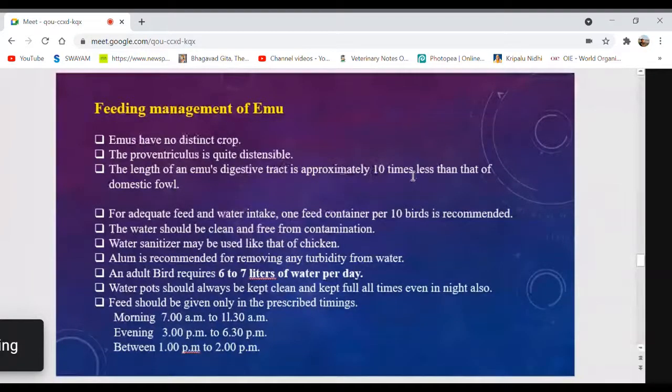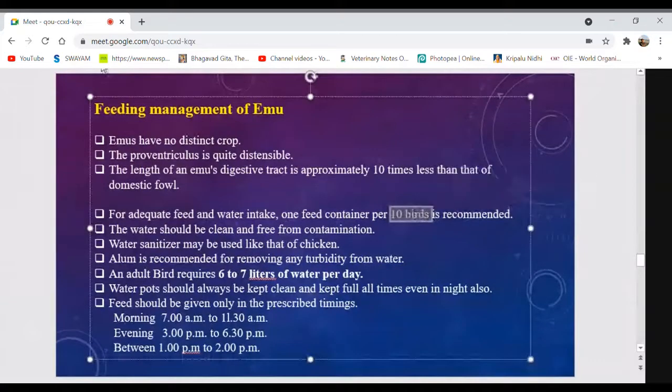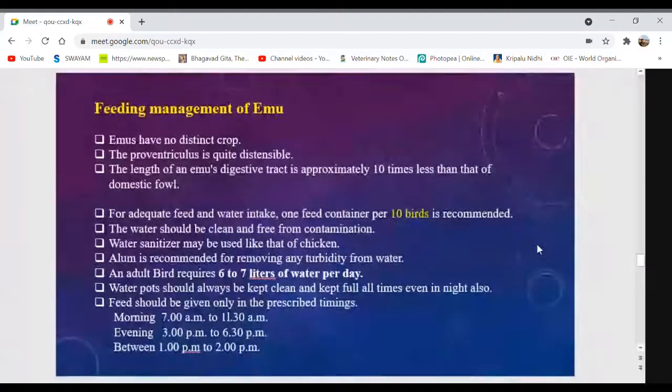It is less. For adequate feed and water intake, 1 feed container per 10 birds is recommended because of their size. The water should be clean and free from contamination. Water sanitizer may be used. An adult bird requires 6 to 7 liters of water per day.